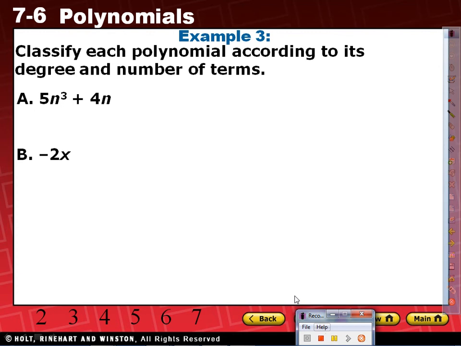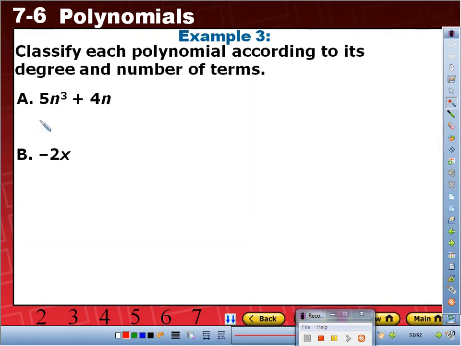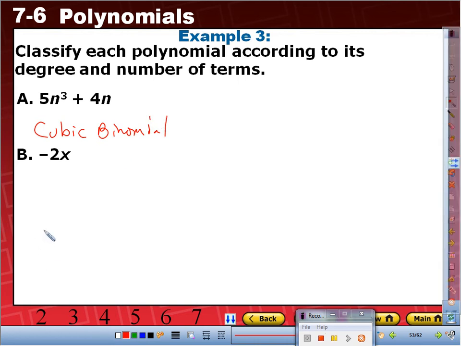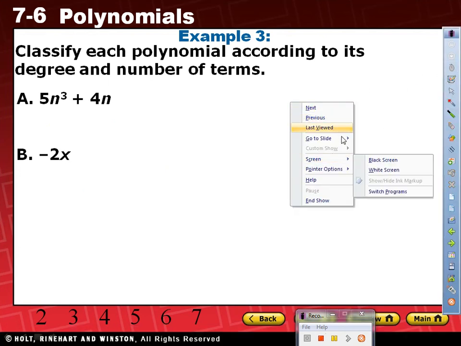So, with a show of hands, this one, who said that this is a cubic binomial? Yeah. That is correct. And for this one, who said it's a linear monomial? That is correct.